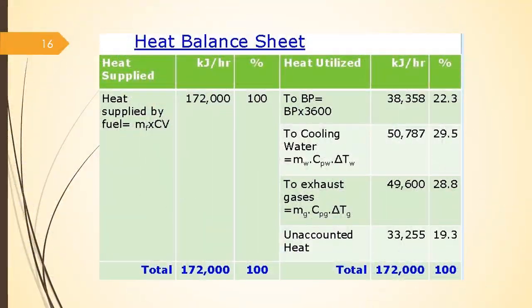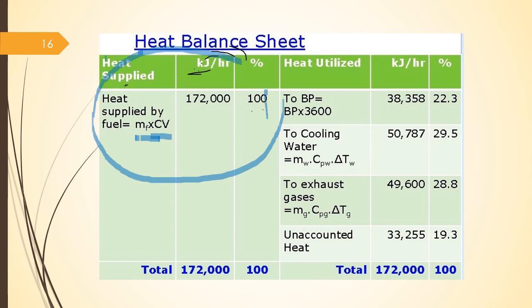So you can see the sample heat balance sheet. On one side is heat supplied, available in terms of kilojoule per hour, or in terms of kilowatt, and also in percentage, that is 100%. So heat supplied is given by the formula mf into CV. In the next video lecture we will solve the numerical, and at that time we will use this heat balance sheet. This is one part, that is the input part.